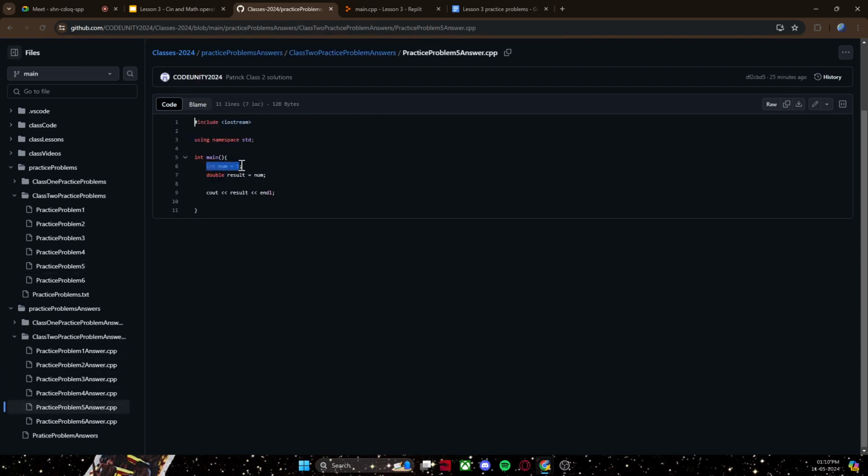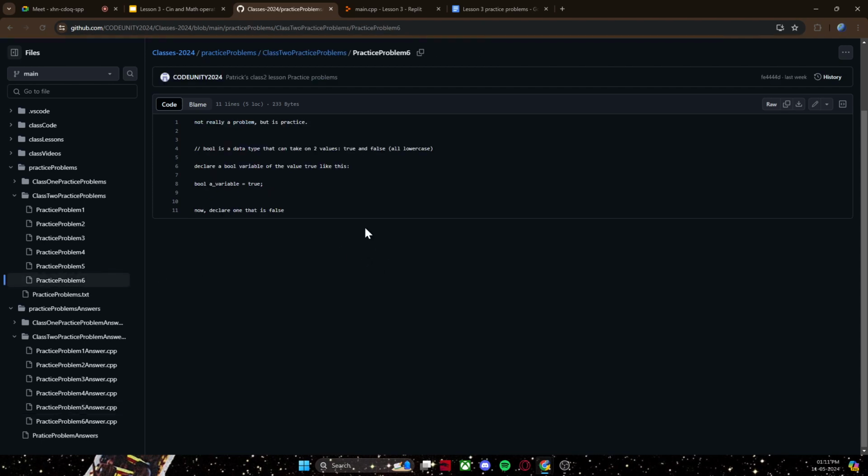So in this case, we're making an int named number and making it equal to 5. And then making a double called result and making it equal to the number. So in this case, the integer value becomes a double because we're making a double equal to number. So the compiler would just do it for you. You don't have to write any syntax for this. So yeah.